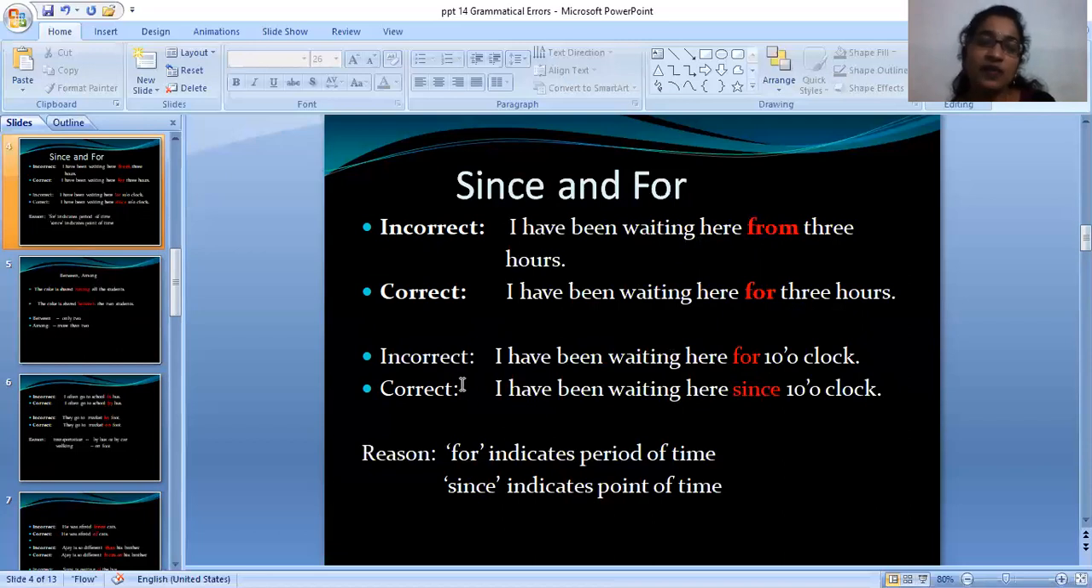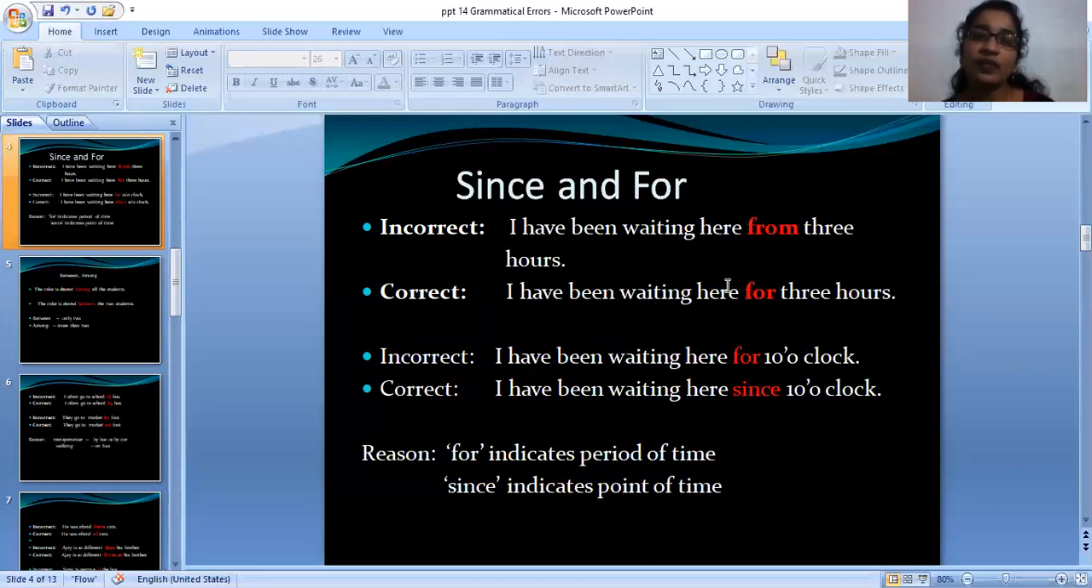Okay, let me give the next set of examples also. The first sentence says, I have been waiting here for 10 o'clock. In the previous set of sentences, we have used for, and that is correct, right? But here look at the sentence. I have been waiting here for 10 o'clock, but this is wrong. So we cannot use the preposition for here. Then what is the correct preposition to be used here? I have been waiting here since 10 o'clock.